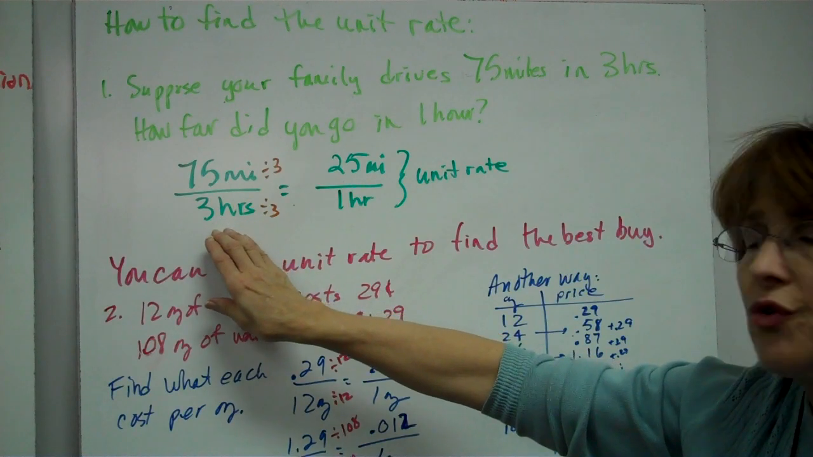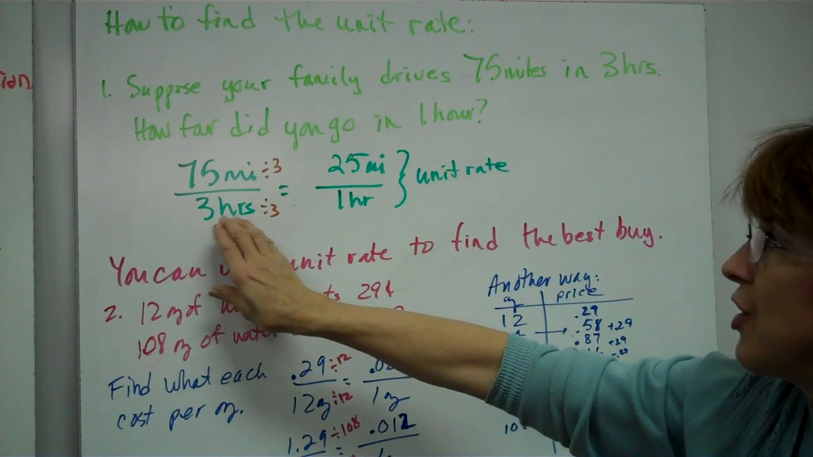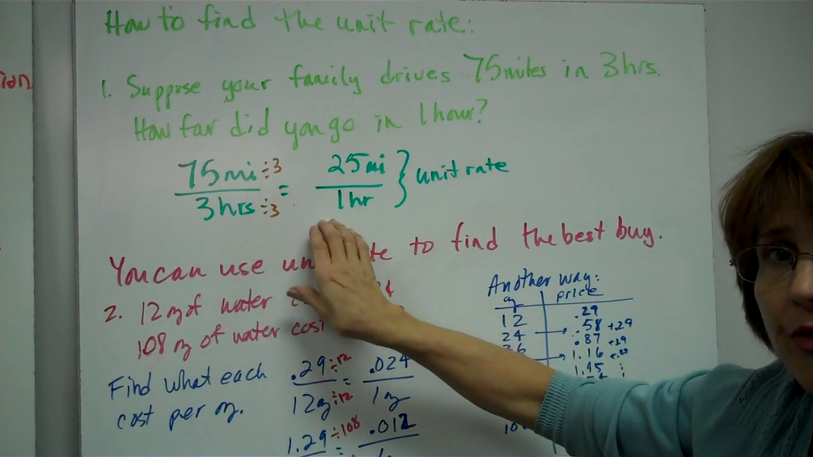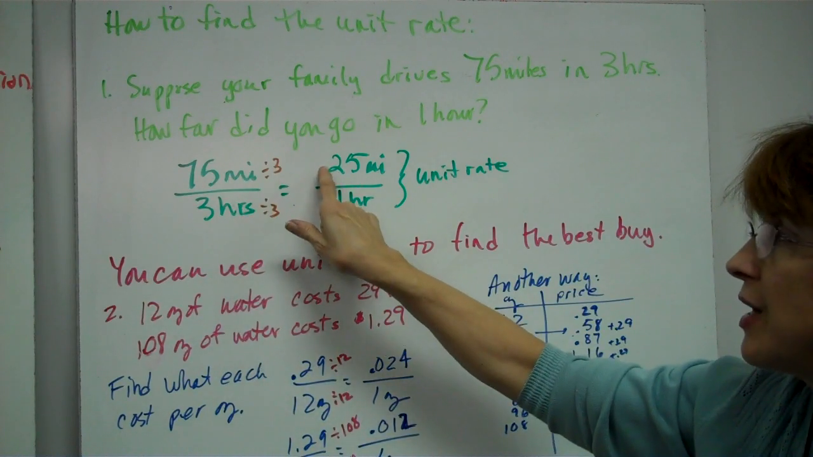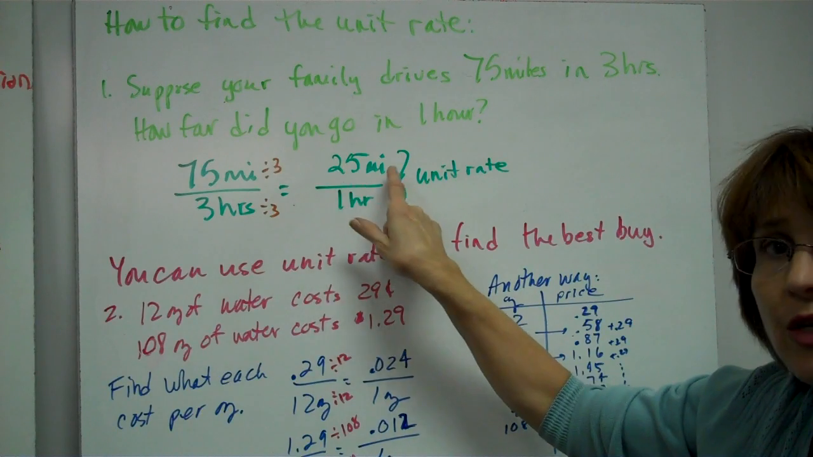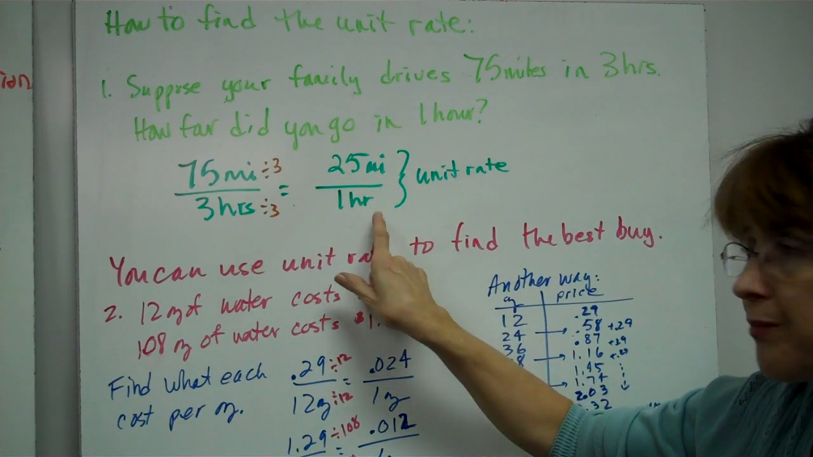And then, just like you do for reducing a fraction, you would divide both the top and the bottom by 3. When I divide it by 3, I get the 1 hour. Divide this by 3, I get 25. So that means the unit rate is you went 25 miles in 1 hour.